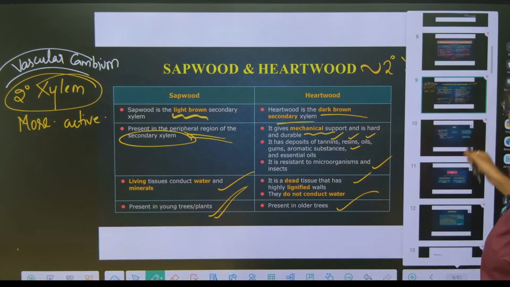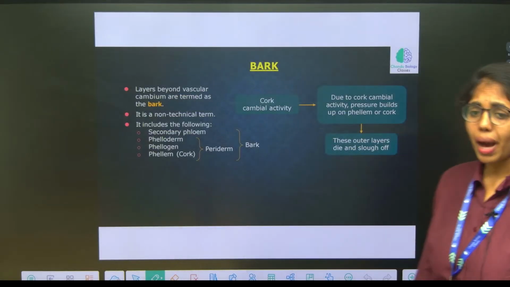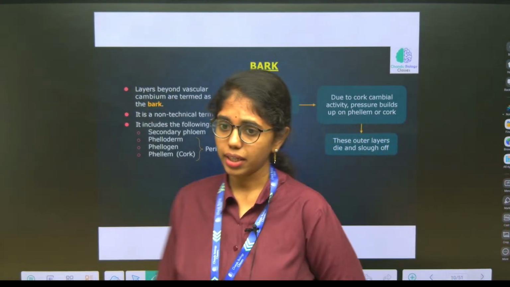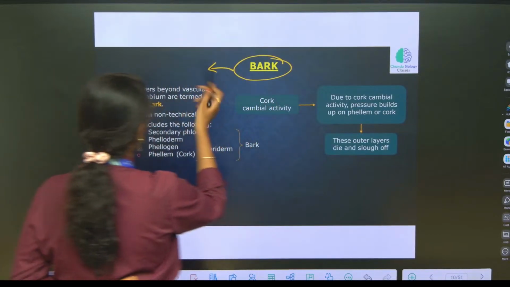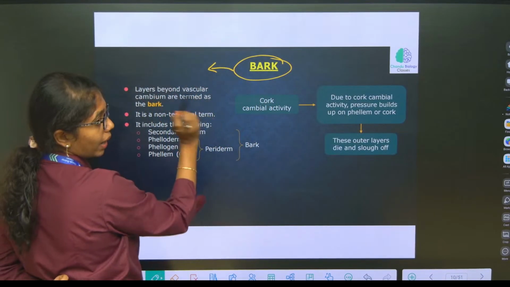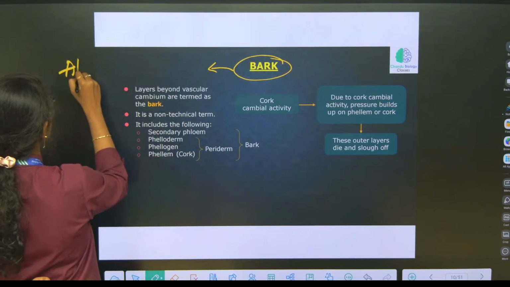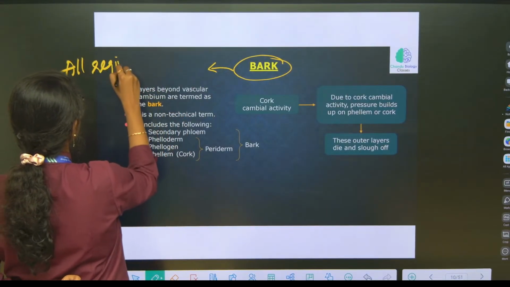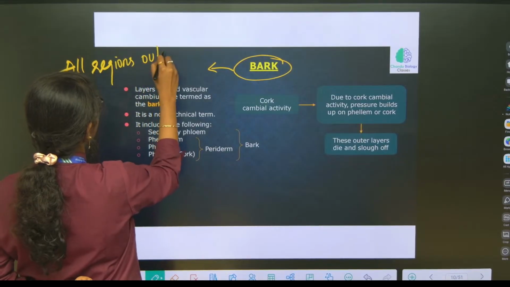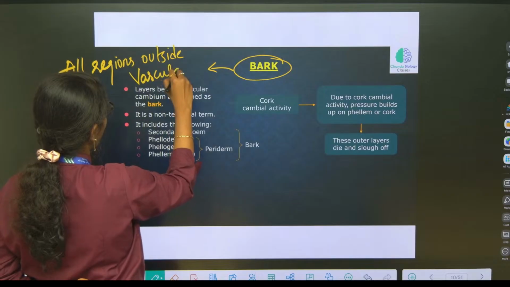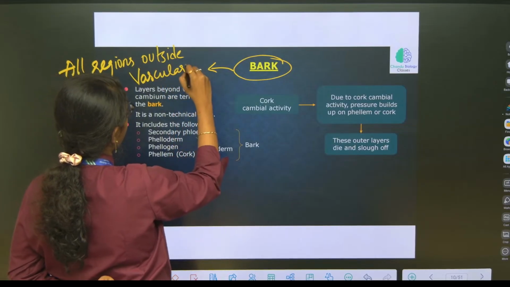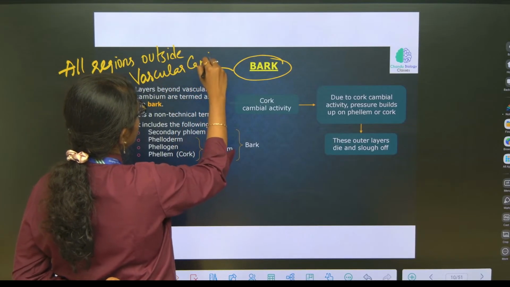Next is bark. Bark is actually a non-technical term. All the layers which are formed outside the vascular cambium come under bark only. All regions outside the vascular cambium are called what? Bark only. So, what regions does it include?